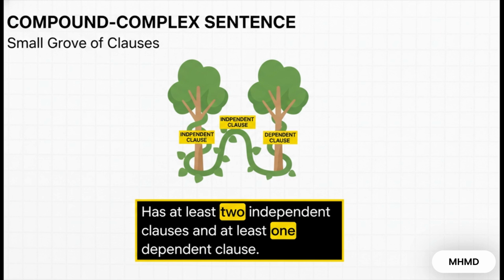This is our small grove. It literally combines everything we've just talked about. You need at least 2 independent clauses, 2 saplings, and at least 1 dependent clause, a vine. This is how you express multiple main ideas with extra details layered on. Like, after I graduated from high school, I wanted to travel, but I had to work in my family's business. See? 2 main ideas plus 1 dependent detail.